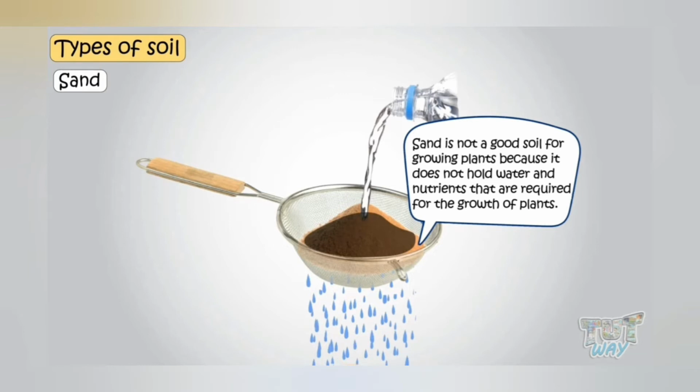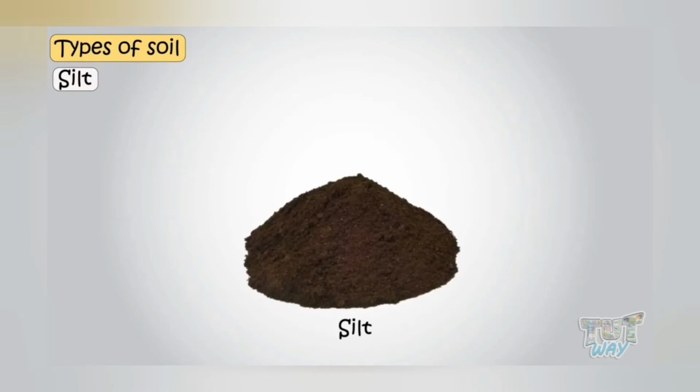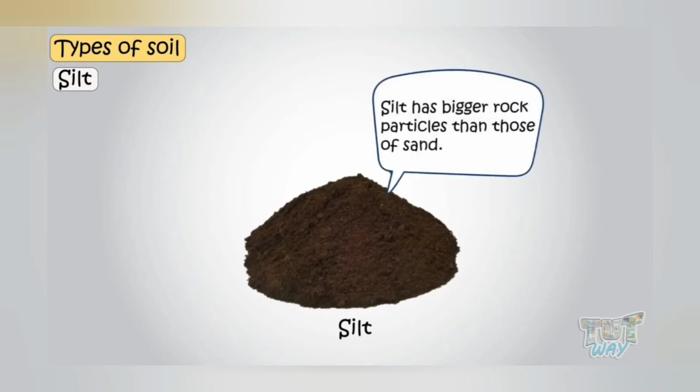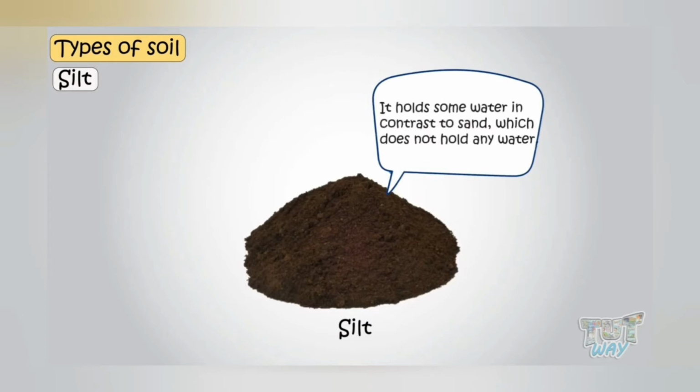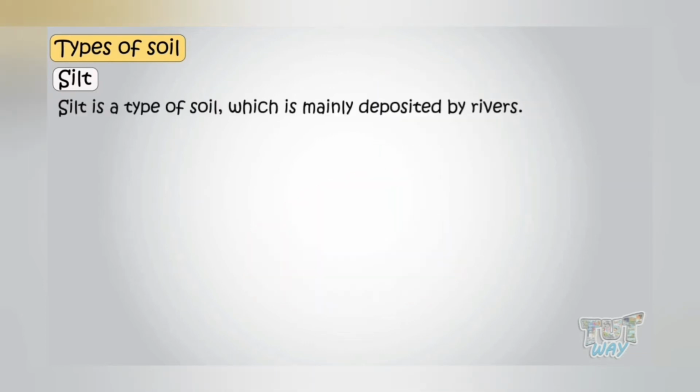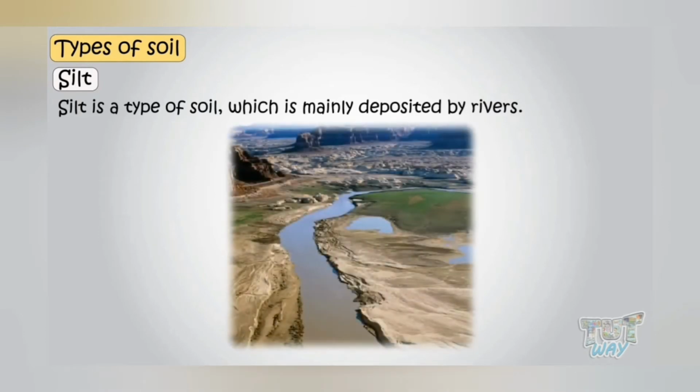Now let's see another type of soil, which is called silt. Silt has bigger rock particles than those of sand. It holds some water in contrast to sand, which does not hold any water. Silt is a type of soil which is mainly deposited by rivers. Let's learn more about it.